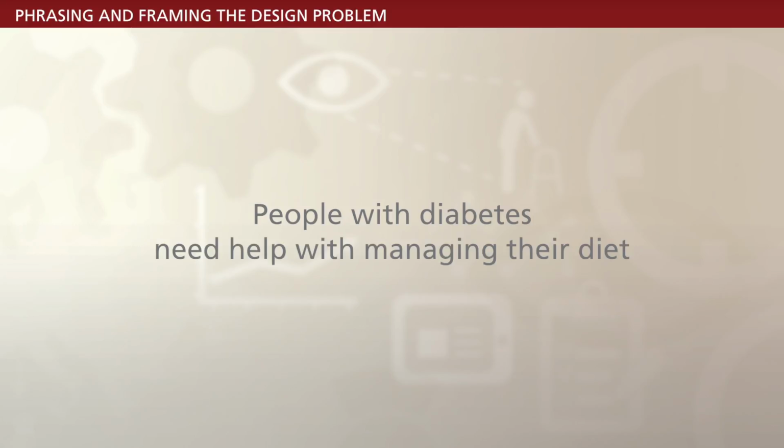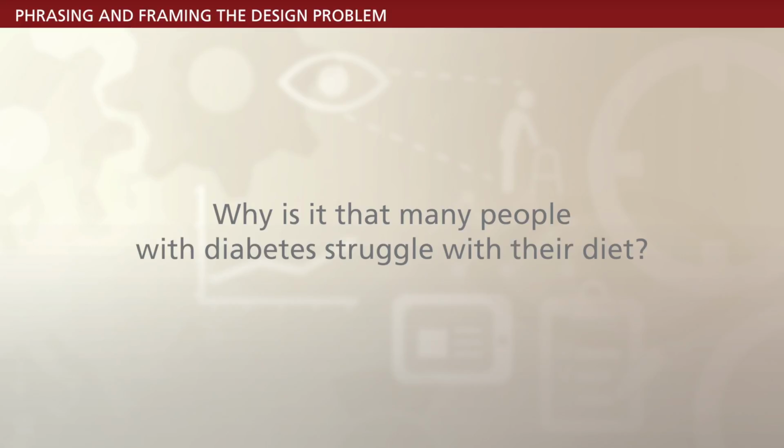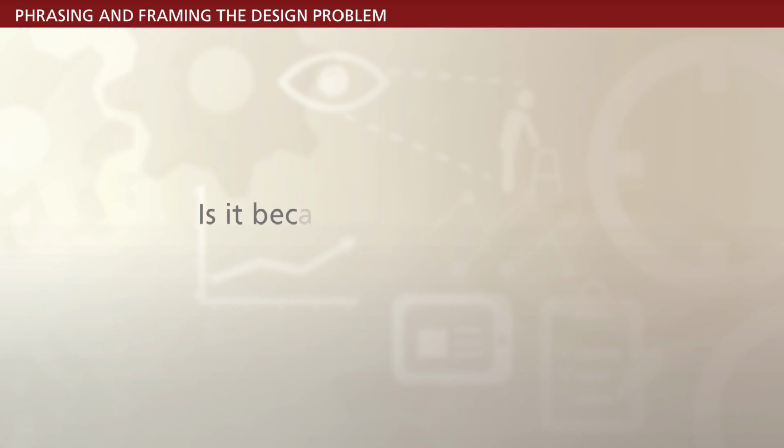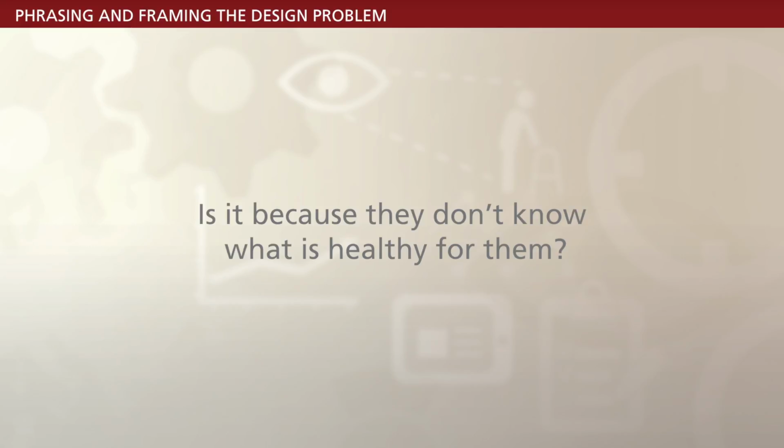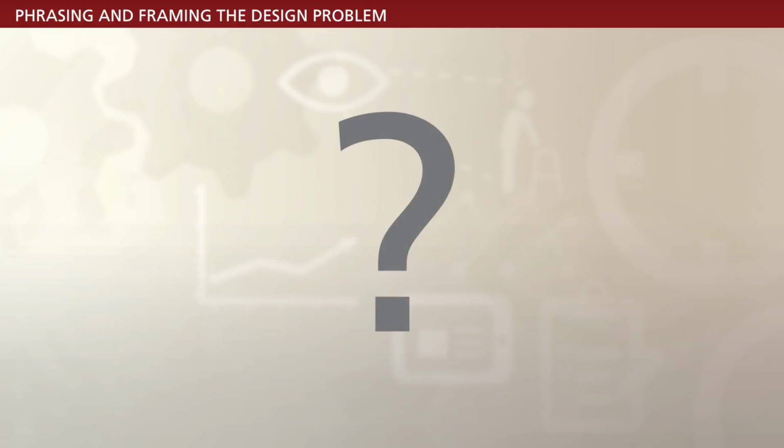But once you start looking into it, the roots of the problem are more complex. Why is it that many people with diabetes struggle with their diet? Is it because they don't know what is healthy for them? Is it because they get tempted or forget about healthy diets when they eat? Or is there something completely different at stake? To develop a relevant solution, you must understand the problem thoroughly and define your design problem accordingly. Otherwise, you risk missing the target completely.